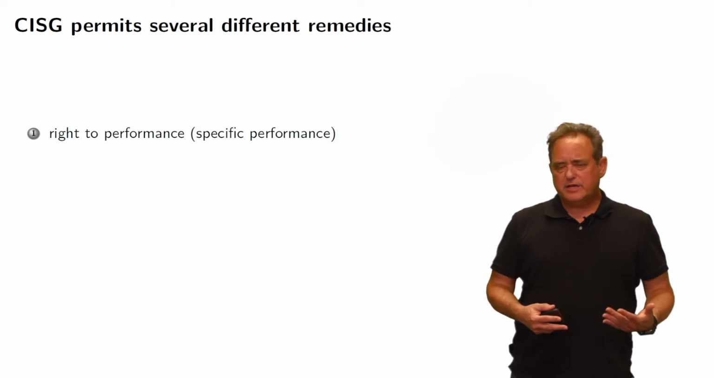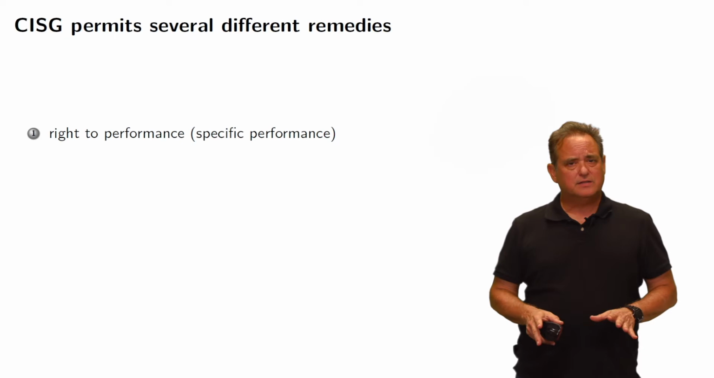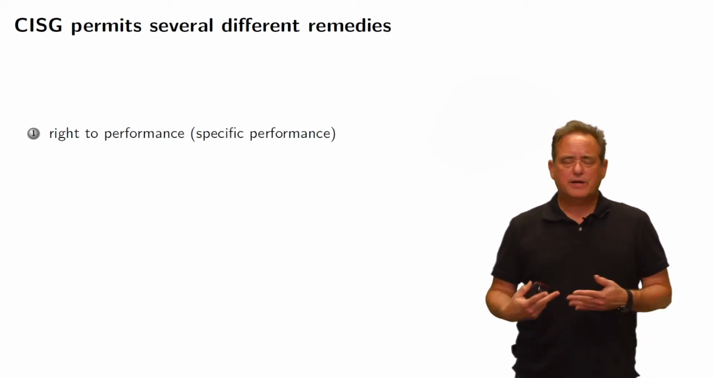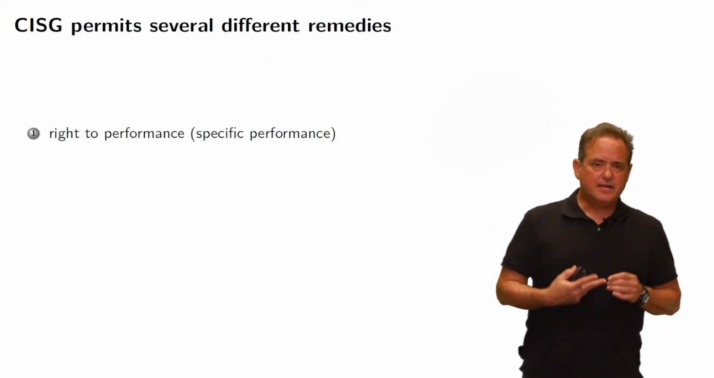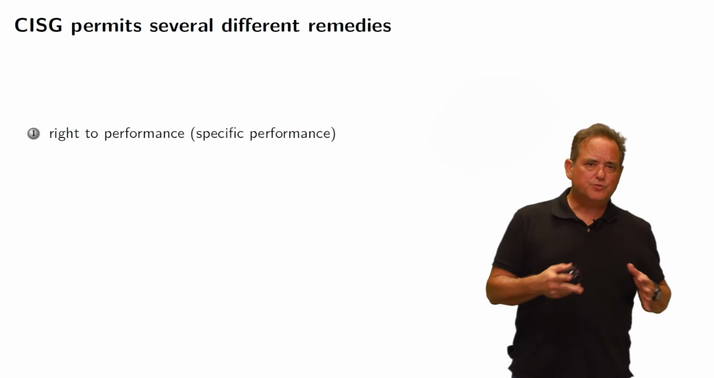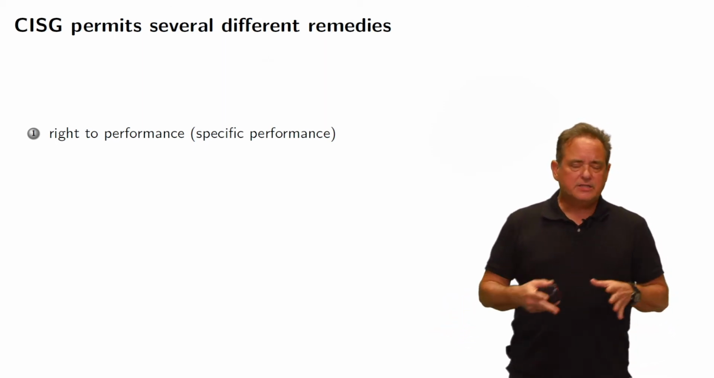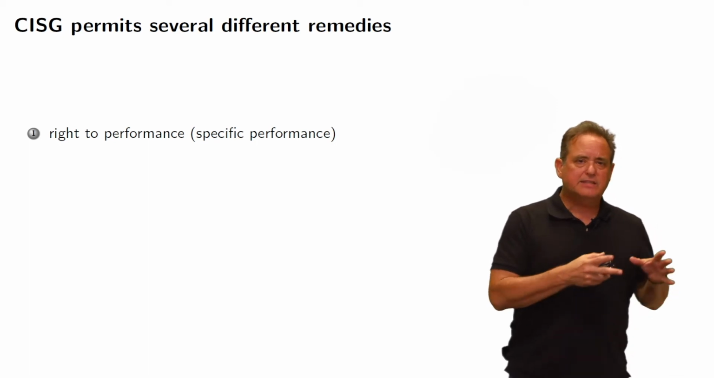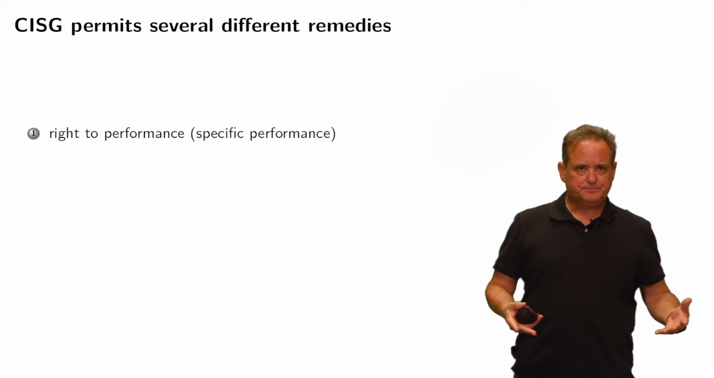Now the CISG in this case, again, we could set all of these out in the contract, but if they're not in the contract, we go to the contracting system, the CISG, and the CISG permits several different remedies. And in fact, these remedies can be stacked upon one another as long as we get to the point where it makes the aggrieved party, the non-breaching party, whole.